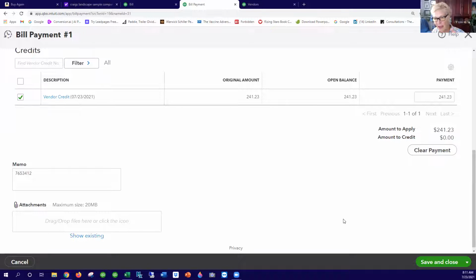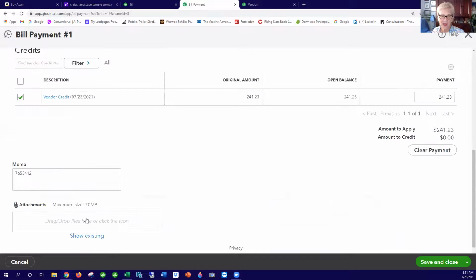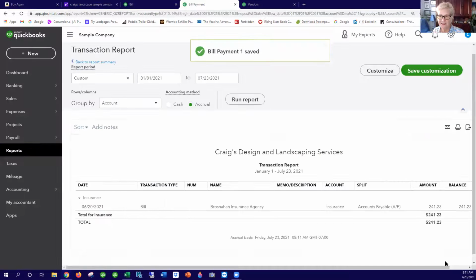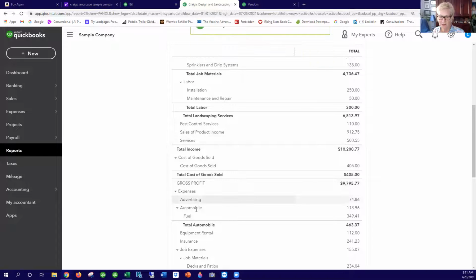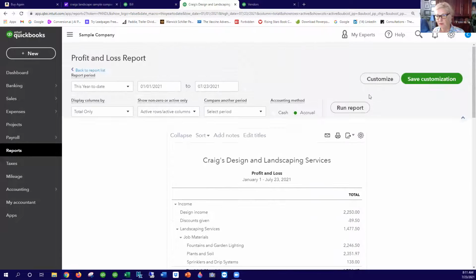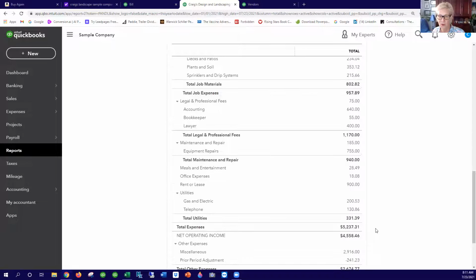And when we've matched them, and this is a little different than banking integration matching, we've connected these two. We say, oh, look, there's the bill, and oh, look, there's the credit, and they're for the same amount. And we save and close. And then when I go back to my profit and loss report and we update, once again, it should no longer be on this report.